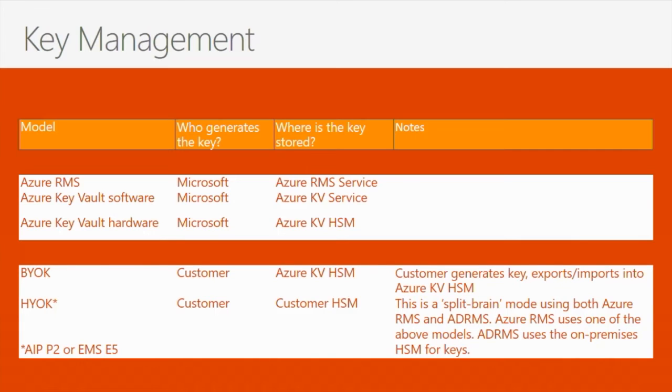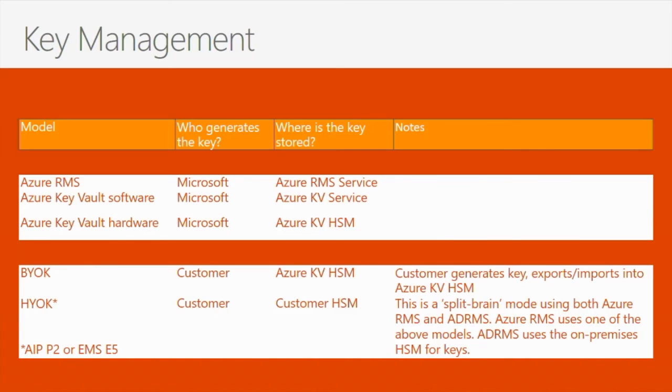And then last but not least, in preview right now, which does require Azure Information Protection Premium 2 plan or EMS E5 plan, is the hold your own key scenario. Hold your own key is a split brain type methodology that allows you to use Azure RMS for certain classifications, and then for the highest level, most toxic data that should never leave your organisation, should never be shared anywhere, that's where we can flip back to an AD RMS cluster on premises to secure that document.